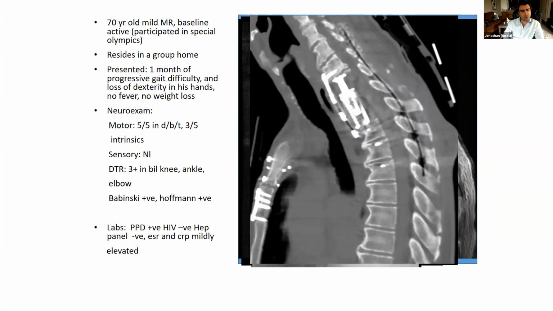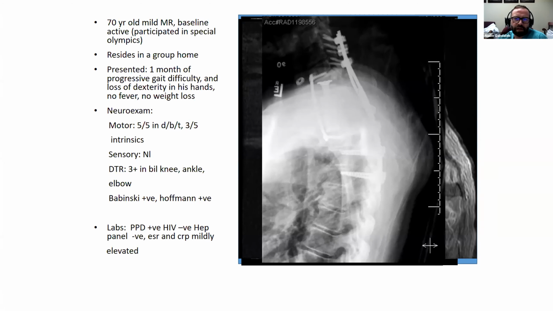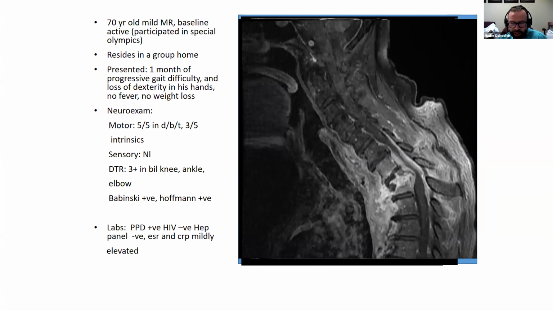Why not go all posterior? I'm just wondering. So if you were going to use a cage, the problem is we took out C7, T1 and T2. Can't sacrifice the C8 nerve root. Can't sacrifice the T1 nerve root. That's the only thing. Otherwise, you get it exposed. You look at those nerves. It's very hard to sneak in a cage.